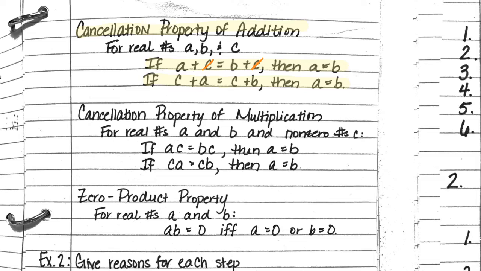We have the same thing with multiplication, the cancellation property of multiplication for real numbers A, B, and non-zero number C. If A times C equals B times C, then A equals B. If C times A equals C times B, then A equals B.